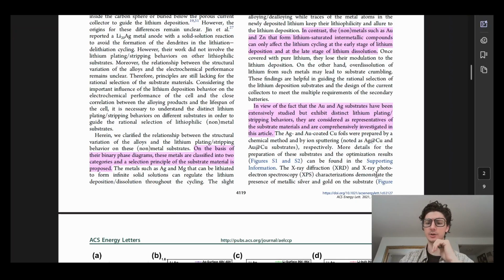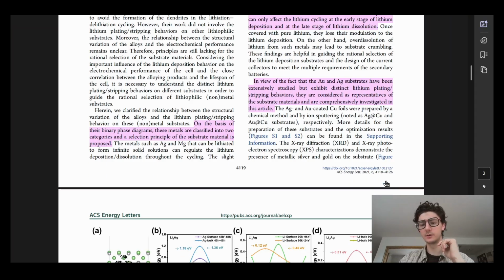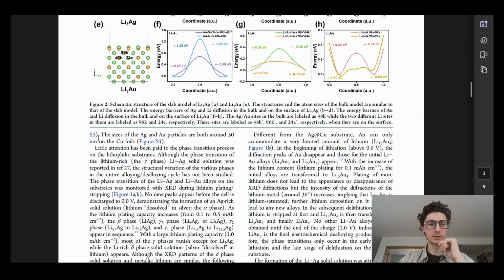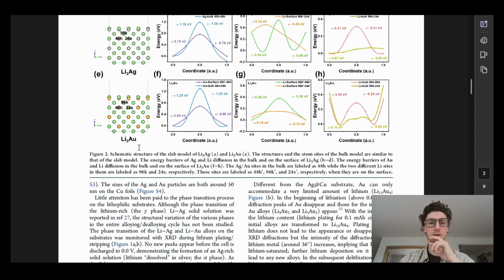The X-ray diffraction and X-ray photoelectron spectroscopy, XPS, characterizations demonstrate the presence of metallic silver and gold on the substrate, figure S3. The sizes of Ag and Au particles are both around 50 nanometers on the copper foils, figure S4.